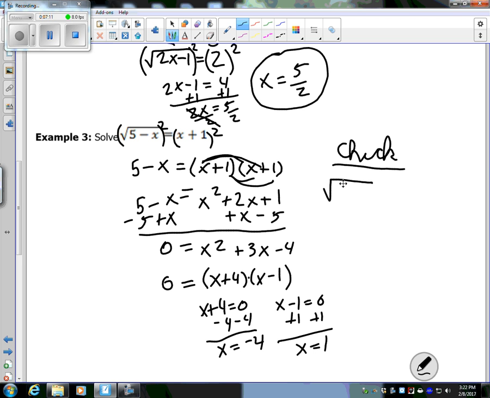So 5 minus negative 4, that's substituted in. Always go back to the original problem to substitute in. Parentheses around that. Don't have to, but when I substitute, I like parentheses around stuff. So 5 minus negative 4 is 9. Negative 4 plus 1 is negative 3. Square root of 9 is 3. Does that equal negative 3? No. So negative 4, that is an extraneous solution.